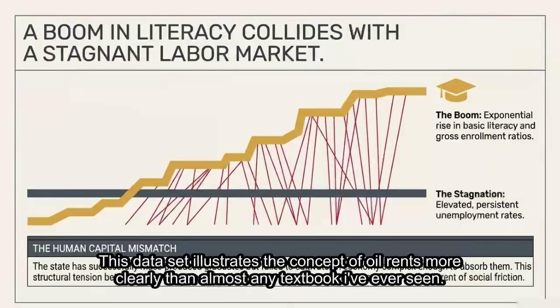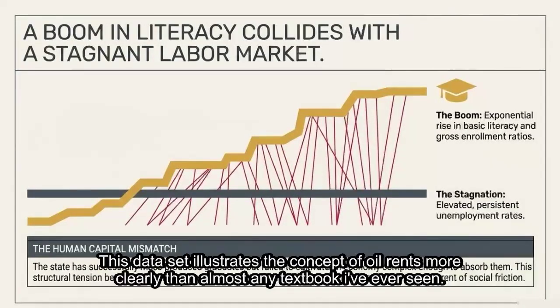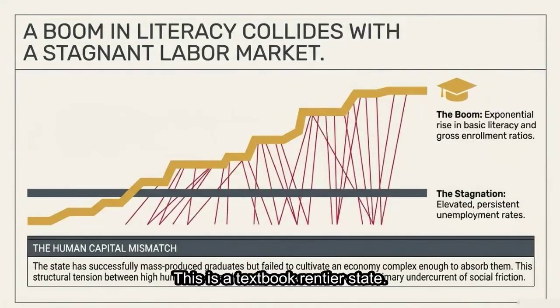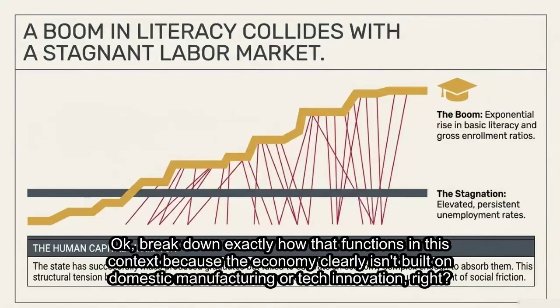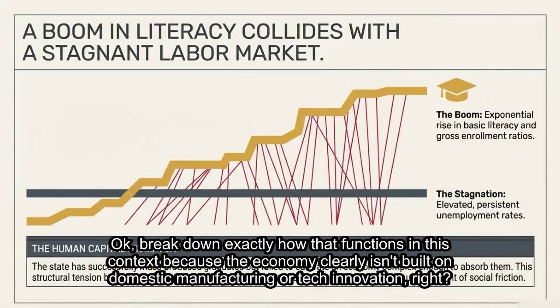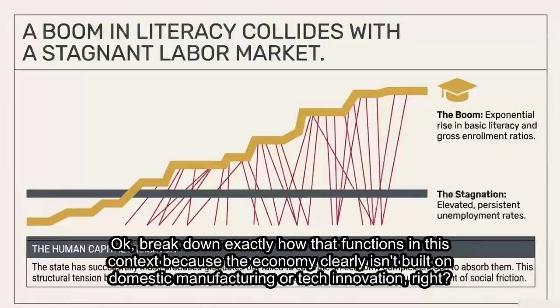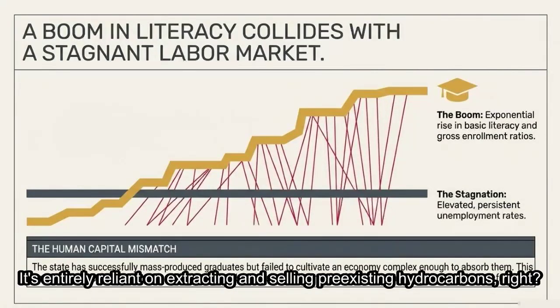This data set illustrates the concept of oil rents more clearly than almost any textbook I've ever seen. This is a textbook rentier state. Okay, break down exactly how that functions in this context, because the economy clearly isn't built on domestic manufacturing or tech innovation. Right. It's entirely reliant on extracting and selling pre-existing hydrocarbons.